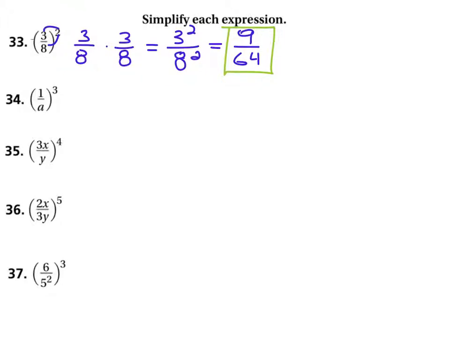Let's keep going. I'll write them all out. I'll say 1 cubed, and if there's more than one thing in it, or if it's a negative number or anything like that, it's really worthwhile to put parentheses around it. So let's say 1 to the third power over a to the third power. 1 cubed is just 1. A to the third power is a cubed, and that's the answer for that one.